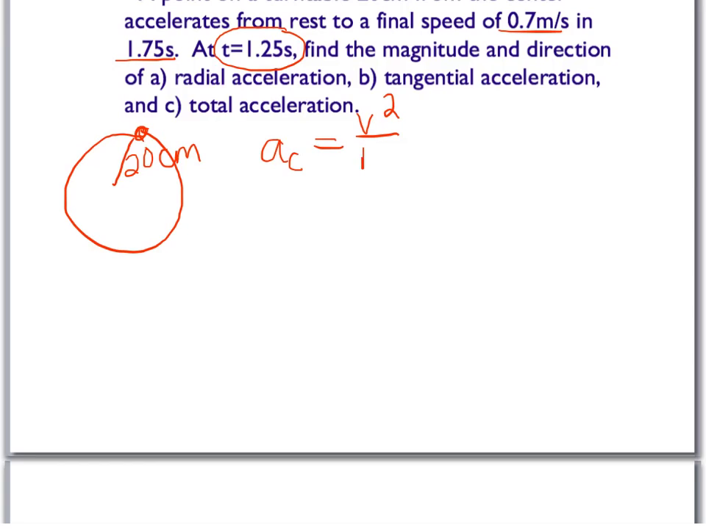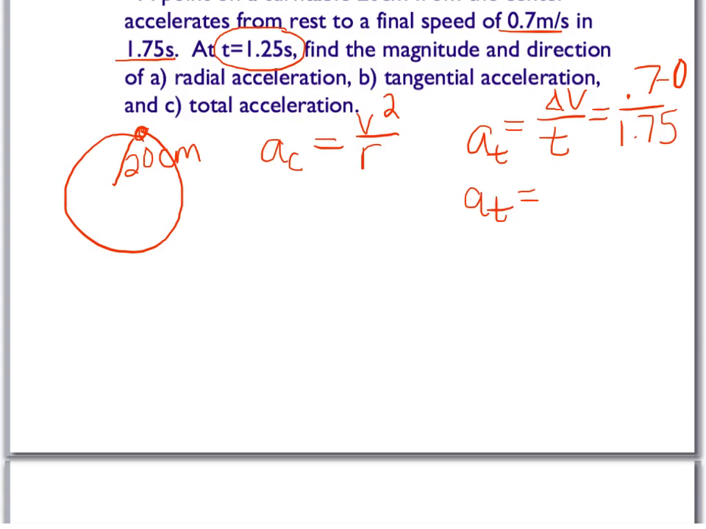Let's start with the tangential component, because the tangential component, again, is just how velocity changes over time. We know that this object goes from 0 to 0.7 over the course of 1.75 seconds. So if we take final minus initial over the time frame, the tangential component of this acceleration comes out to be about 0.4 meters per second squared.